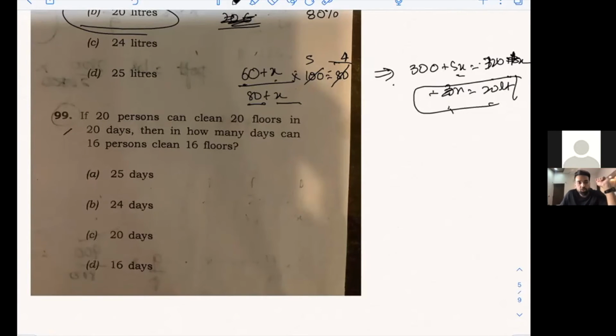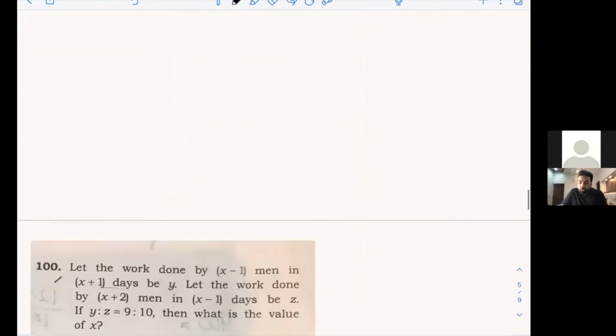Let's look at it very logically. एक आदमी एक फ्लोर को 20 दिन में क्लीन करता है, that's for sure. 20 पर्सन का कोई फर्क ही नहीं पड़ता. तो 16 आदमी 16 फ्लोर्स को कितने दिन में करेंगे, क्योंकि एक फ्लोर साफ करने के लिए 20 दिन लगने ही लगने हैं. So the answer is 20. Again, it's a type of question which we do always, so it will be very easy for you.